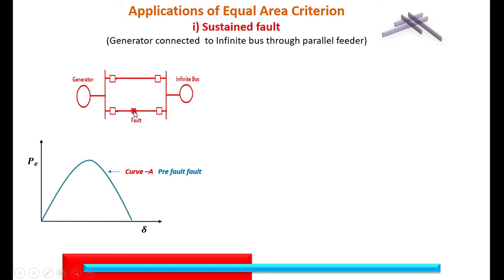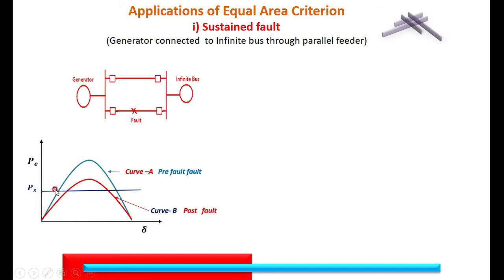Subsequently, when a fault occurs, this particular faulty line is taken out of service. In that case, the reactance of the system from generator to infinite bus is increasing, because this line is taken off. Thereby, your power angle characteristics is shifted to a new value. That is what I am showing here. The curve B is post fault, where the fault is cleared, so that this faulty line is taken out of service. This is the curve we get when the fault is cleared.